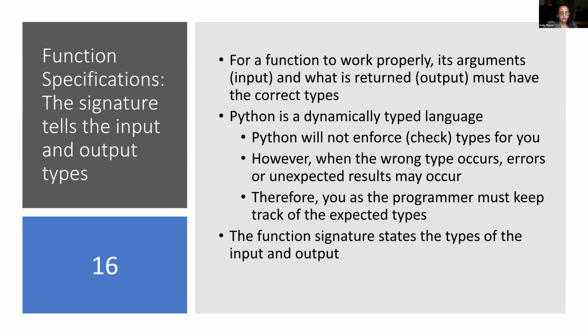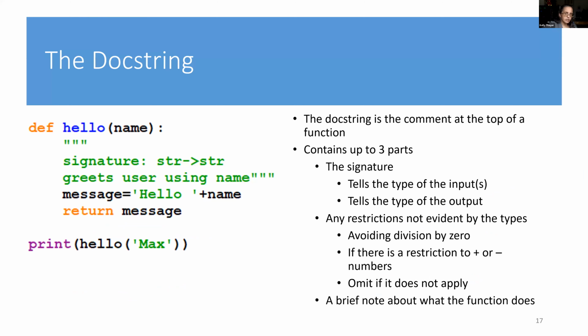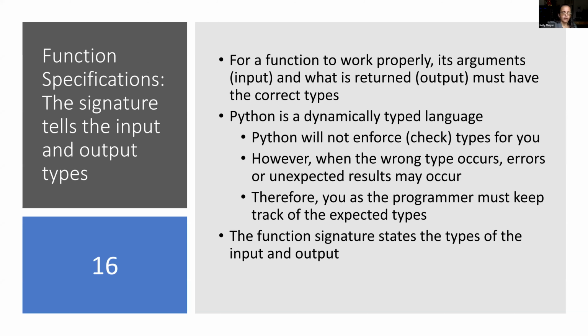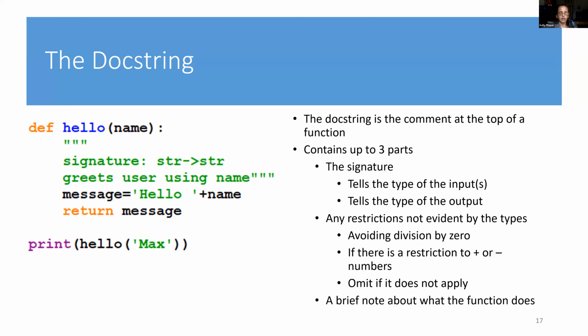So the signature can be used to specify the input and the output types. This is for humans, and it is not for use by computers. For a function to work properly, its arguments, the input, and what's returned, the output, must have the correct types. Python is a dynamically typed language, so Python is not going to check the types for you. But when the wrong type occurs, errors may show up or unexpected results could occur. So as a programmer, you have to keep track of your expected types. The function signature states the types of the input and the output.